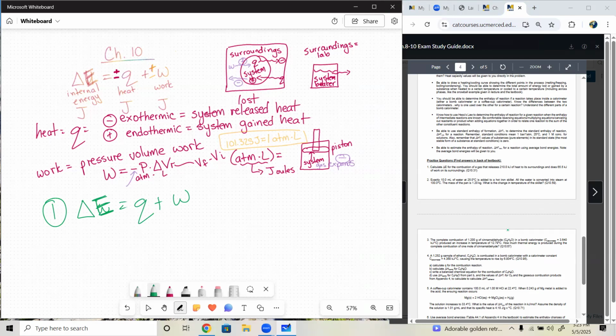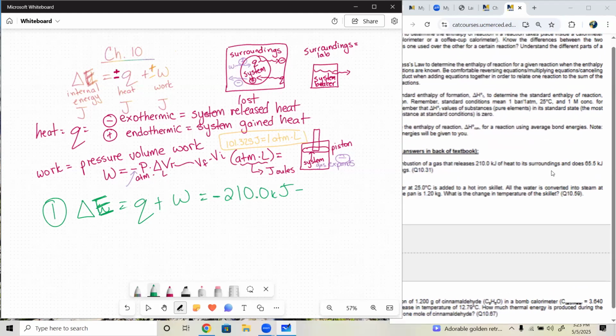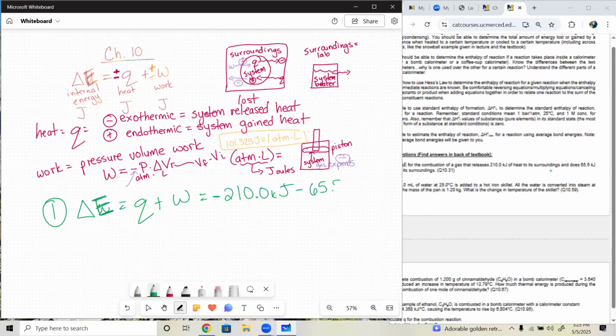If the combustion is releasing heat, that's exothermic, so this is going to be negative 210.0 kilojoules into its surroundings, and the system does work on its surroundings. When the system does work on the surroundings, work is negative, so that's going to be minus 65.5. Then you get the answer. Add those two values: negative 210 minus 65.5 looks like negative 275.5 kilojoules. That's the change in internal energy.